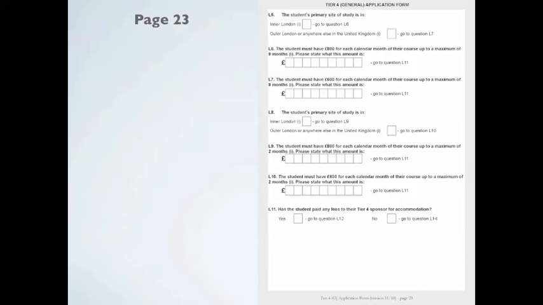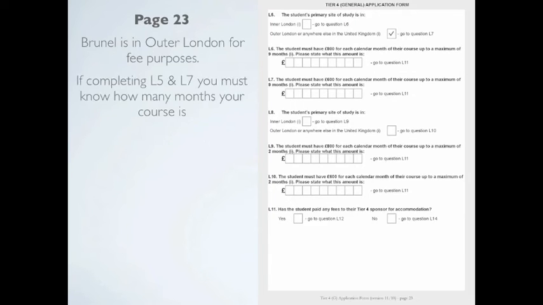Whether you were directed to L5 or L8, please tick the box which shows that your primary site of study is Outer London. Brunel University is classed as being in Outer London for visa purposes. If you are directed to L5 and then to L7, you will need to know how many months or part months the course for which you are applying for this visa will be.